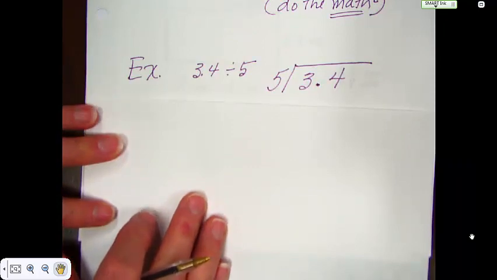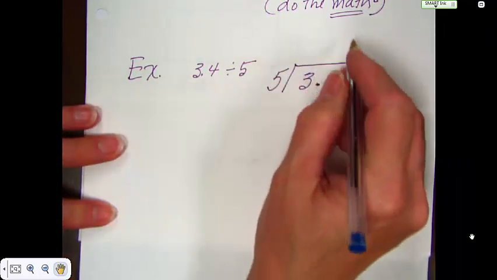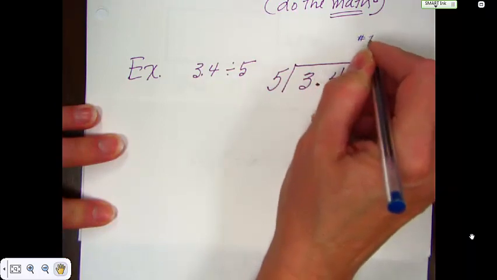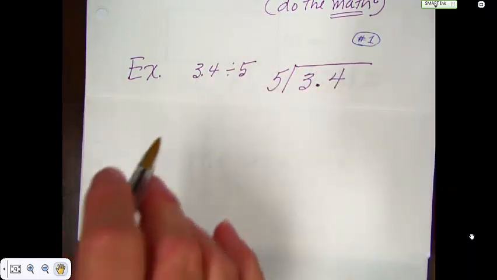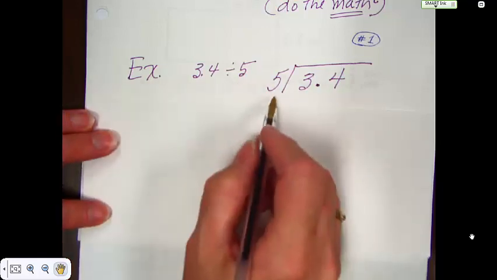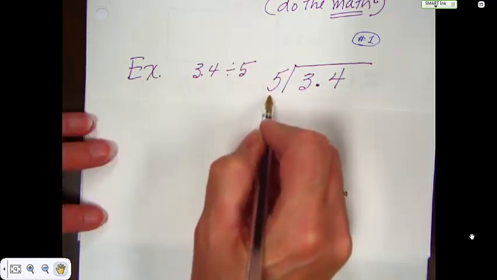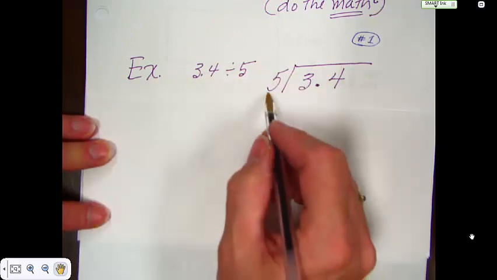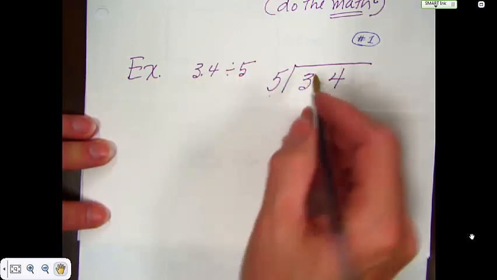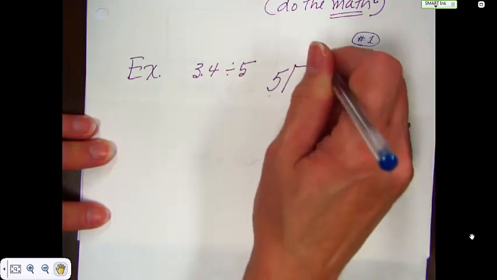3.4 divided by 5. So, this is number 1 right here. I wrote out the division problem, 3.4 divided by 5. So the 5 goes on the outside because you're dividing by 5. The 3.4 is what's being divided.